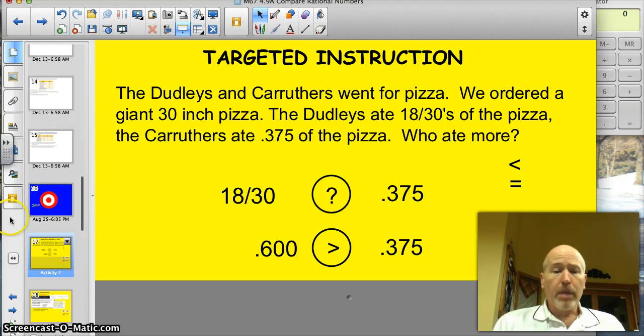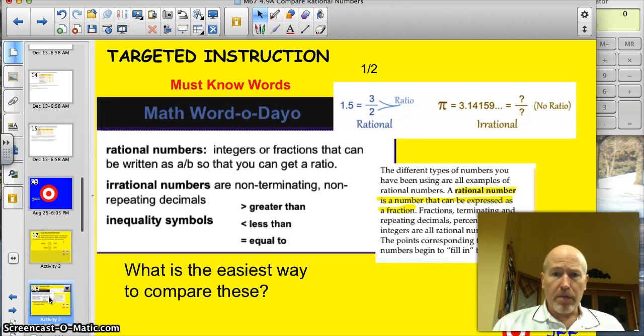So, all right, let's take a look at a couple of words that I think we're going to need to be familiar with today. Rational numbers. These are integers or fractions that can be written as a over b, so you can get a ratio. Say, what? That's kind of hard. I like this definition over here. A rational number is a number that can be written or expressed as a fraction.